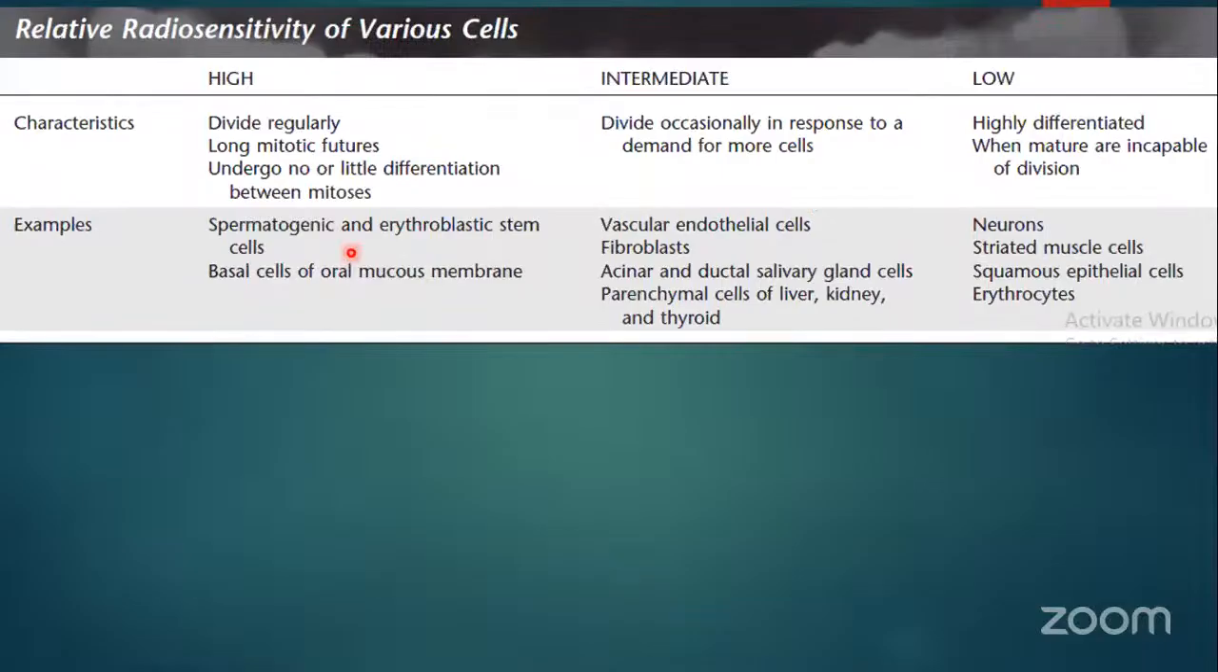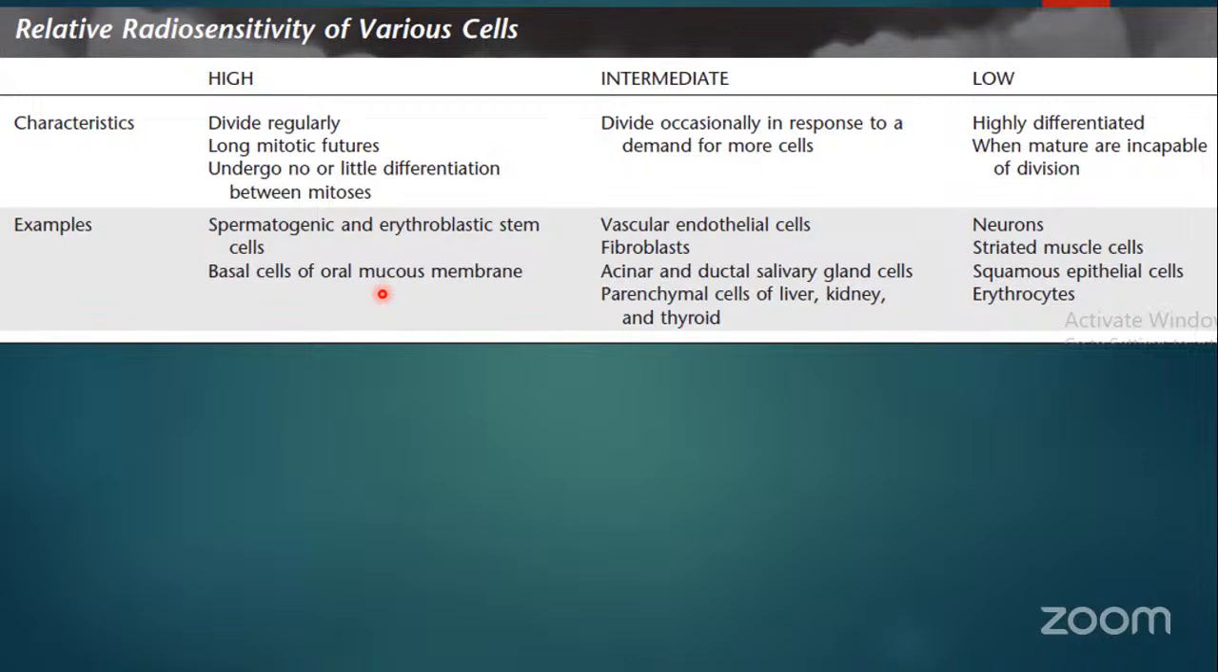Okay, so relative radiosensitivity of various cells. These tables are important for your MCQ because they might give you four categories. For example, they might give you basal cells of oral mucous membrane, less than vascular endothelial cells, less than neurons. They might ask you to rate the hierarchy of radiosensitivity in these three cells. So you must know which is more radiosensitive and which is less radiosensitive.